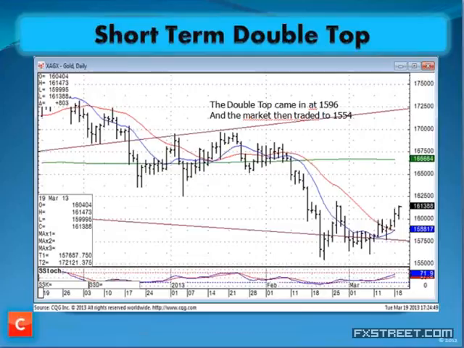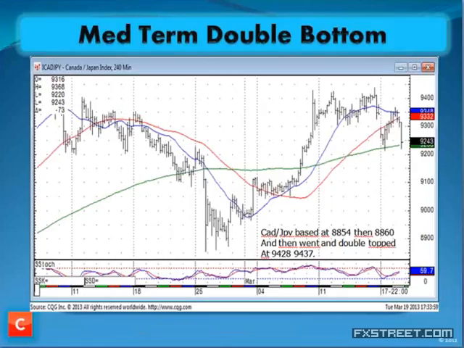Right, so we've got the short-term double top. We have a medium-term double bottom on the dollar CAD. I looked for these examples. I've been searching for them, because not always are they there. You've got a double bottom on the Canada. Up we went. You can see here, then we made a double top.